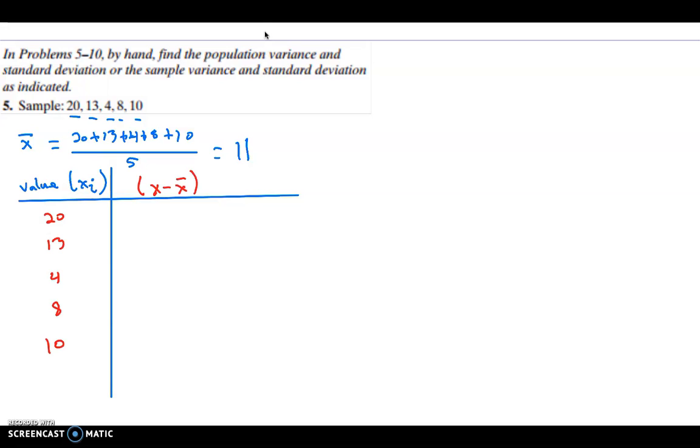So the deviation for the first one will be 20 minus 11, which is 9. And then the next one, oh, why did I do 20 minus 13? What am I doing? Okay, you do 13 minus 11, which is 2. 4 minus 11, which is negative 7. 8 minus 11, which is negative 3. 10 minus 11, which is negative 1. So there are our deviations.